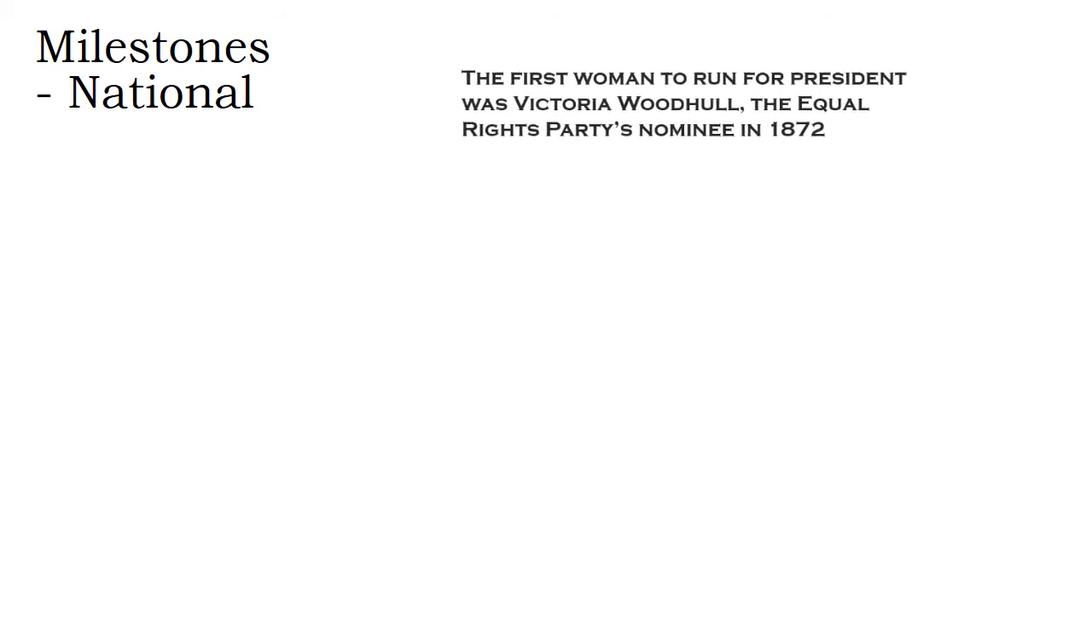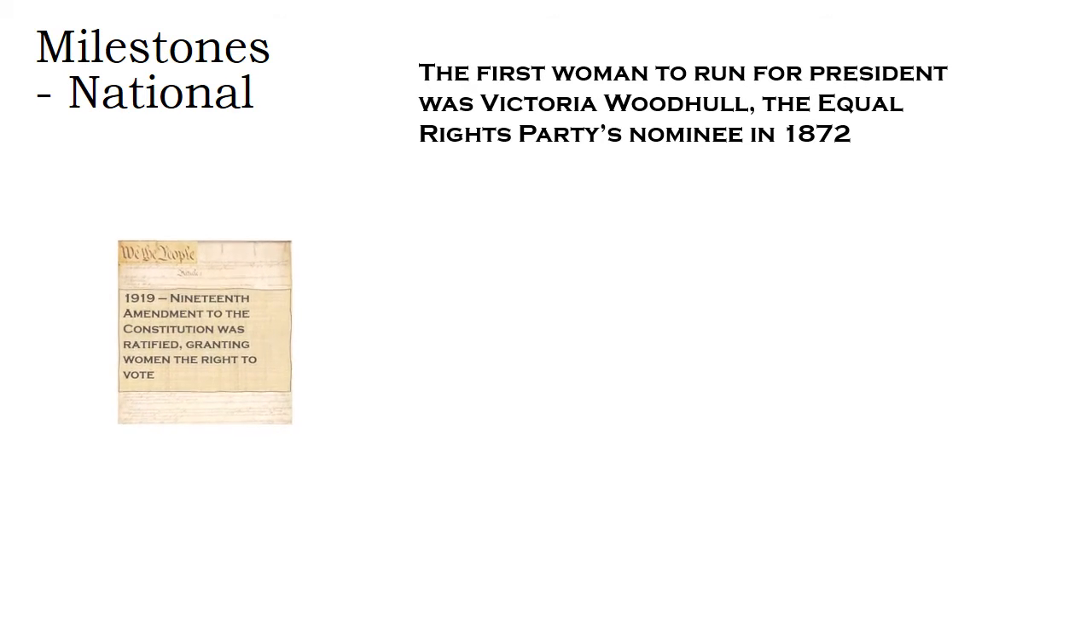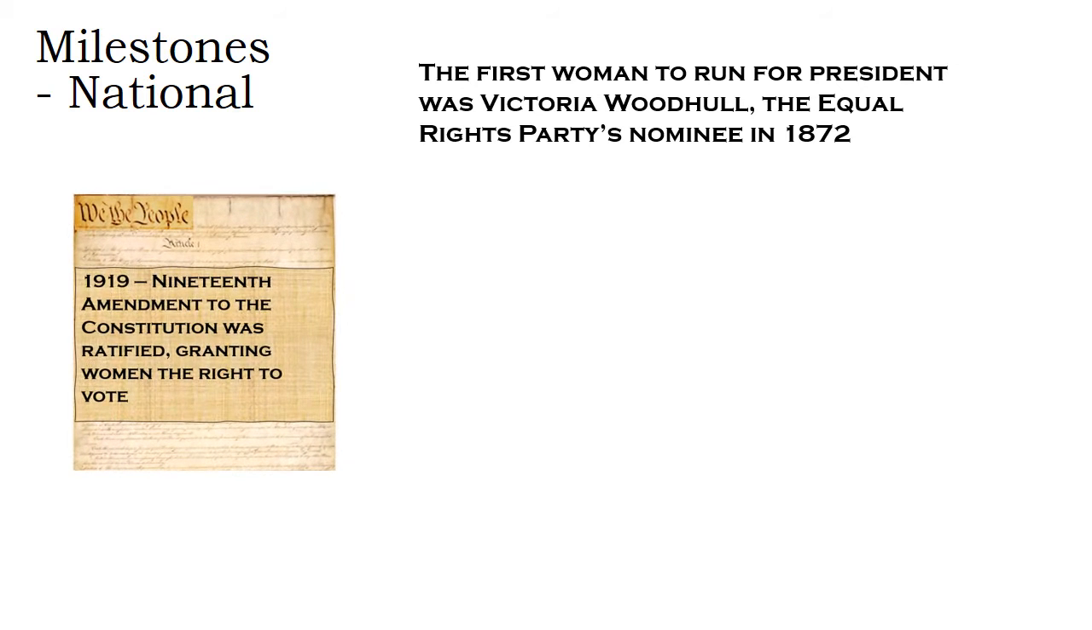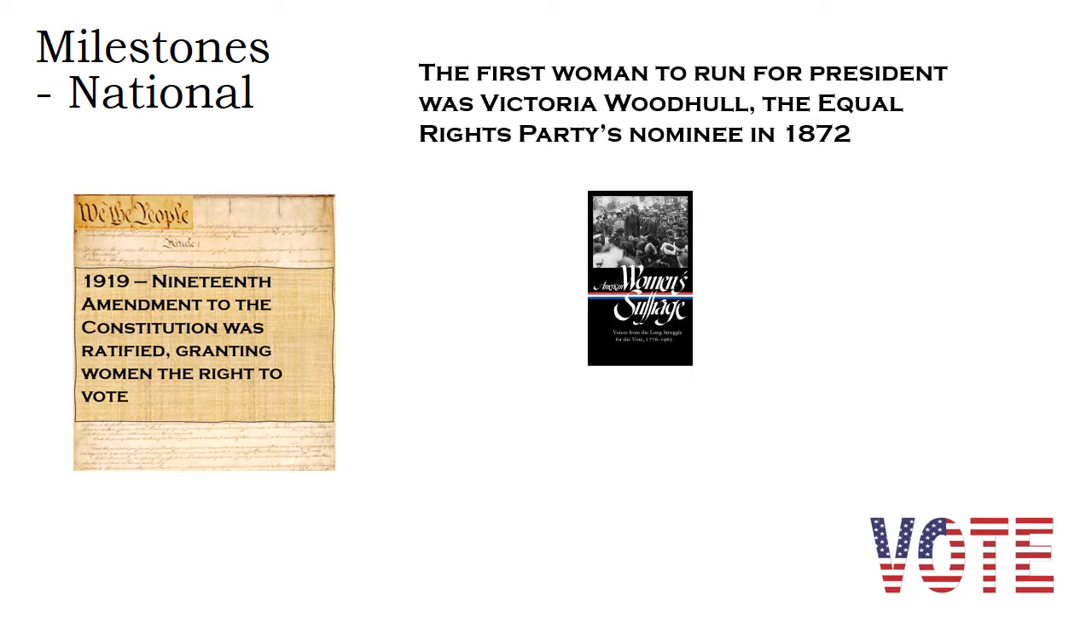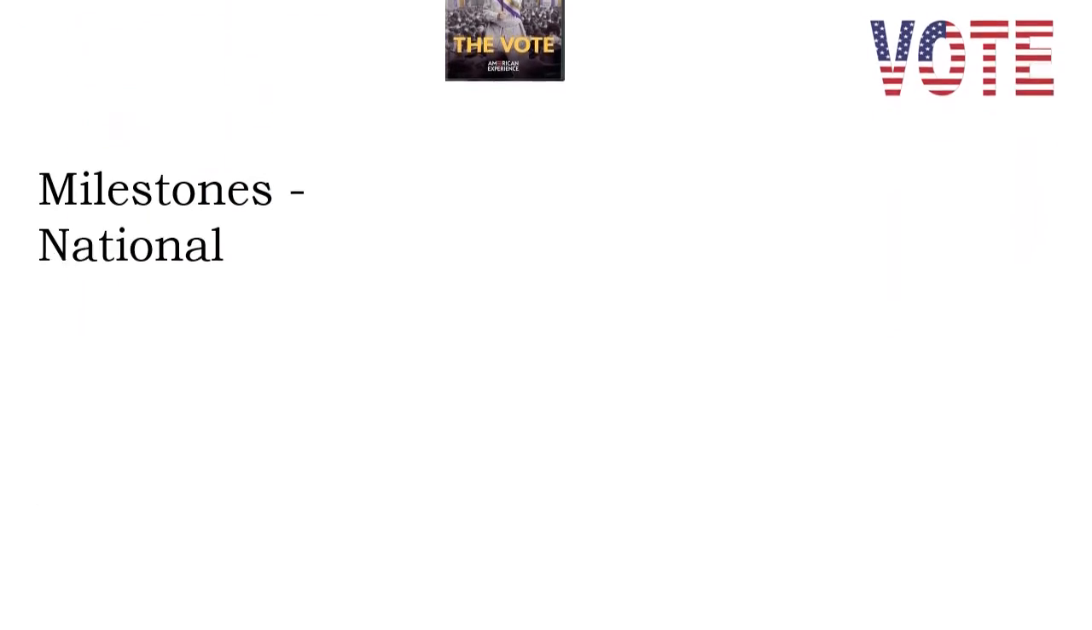Milestones National. The first woman to run for president was Victoria Woodhull, the Equal Rights Party nominee in 1872. In 1919, the 19th Amendment to the Constitution was ratified, granting women the right to vote. Reading and viewing suggestions: American Women's Suffrage, For Colored Girls Who Have Considered Politics, and The Vote.